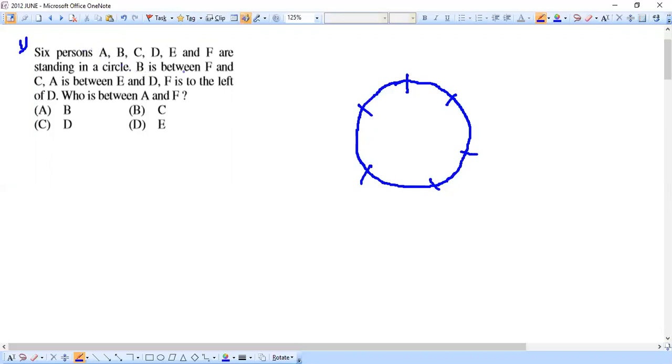It is given B is between F and C. So we have the first condition given to be B is between F and C. The second condition is A is between E and D. And we have one more condition, third condition, that says F is to the left of D. This is what we have in the question. So with these 3 given conditions itself, we'll have to try to position all the 6 members A, B, C, D, E, F in this circle. This is our objective. Let's try to do that.